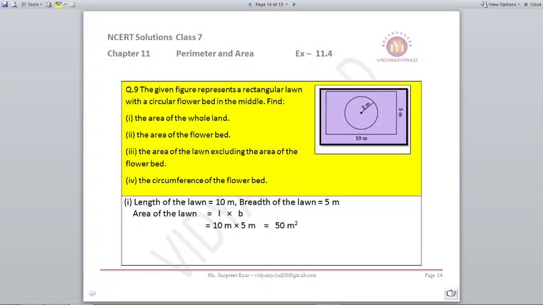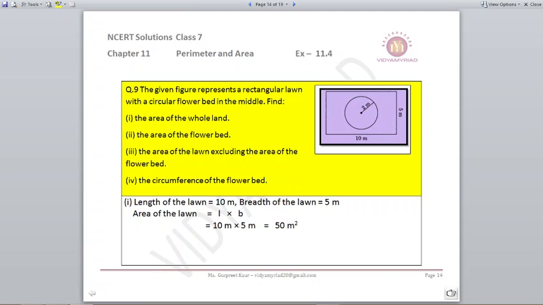Question number 9. The given figure represents a rectangular lawn with a circular flower bed in the middle. Find the area of the whole land, second the area of the flower bed, third the area of the lawn excluding the area of the flower bed, and at last the circumference of the flower bed. First of all, let's find out the area of the whole land.